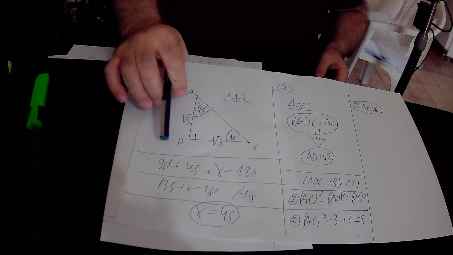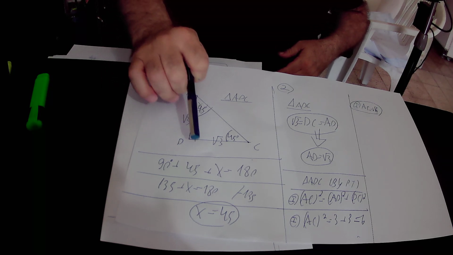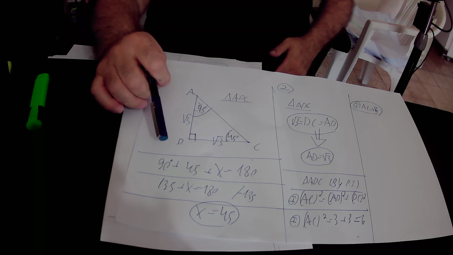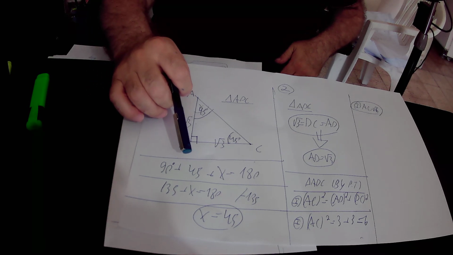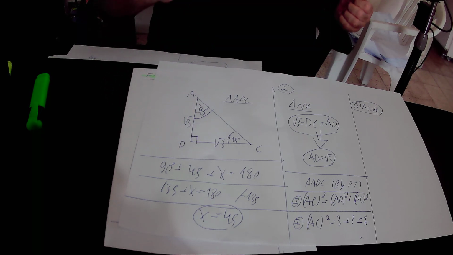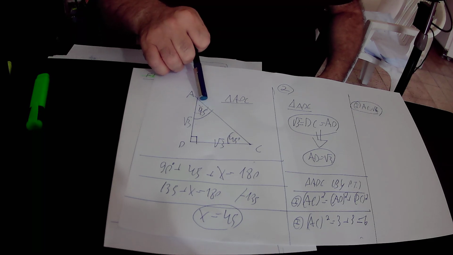90 degrees plus 45 degrees is 135 degrees, and 135 degrees plus x must be equal to 180 degrees. We subtracted 135 degrees from this equation and found out that the missing angle x equals 180 degrees minus 135 degrees. It is equal to 45 degrees. So this angle equals 45 degrees.